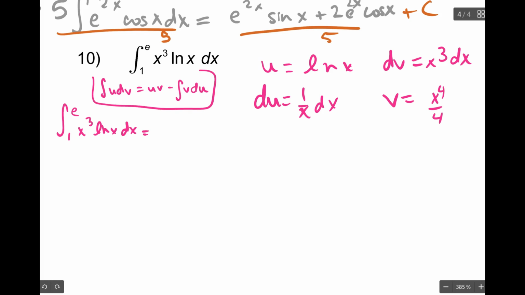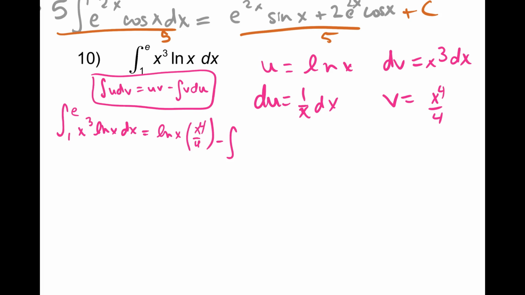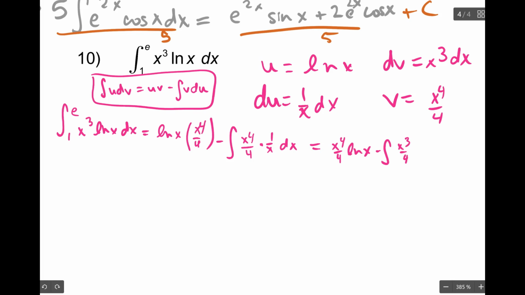Alright, I just wrote the general formula. I really want to finish this in class. So u times v, that's ln of x times x to the 4 over 4. Do anything you set your mind to, with a time limit you can do anything. Let's go with that. x to the 4 over 4 times du, which is 1 over x dx. So that just cancels. Right? So we have x to the 4 over 4, ln of x, minus the integral of x cubed over 4 dx.